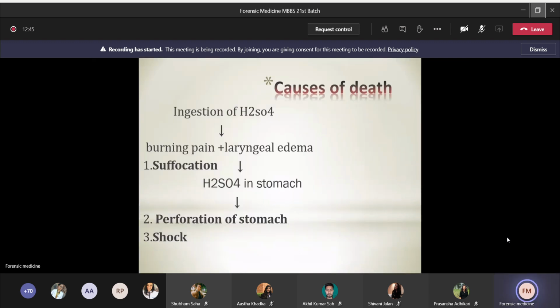To the stomach, it will cause perforation of the stomach. That is another cause of death. And the third one is due to the shock or septic shock. And that one is the third cause of death in case of sulfuric acid.